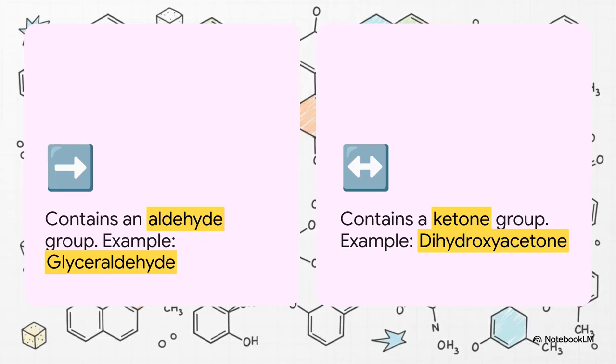That's it. And here's that first big difference in action. An aldose, like glyceraldehyde here, has that important reactive group right at the very end of the carbon chain. But a ketose, like dihydroxyacetone, has that same kind of group tucked away somewhere in the middle. Just that one little difference in placement is what defines the two major families of simple sugars.